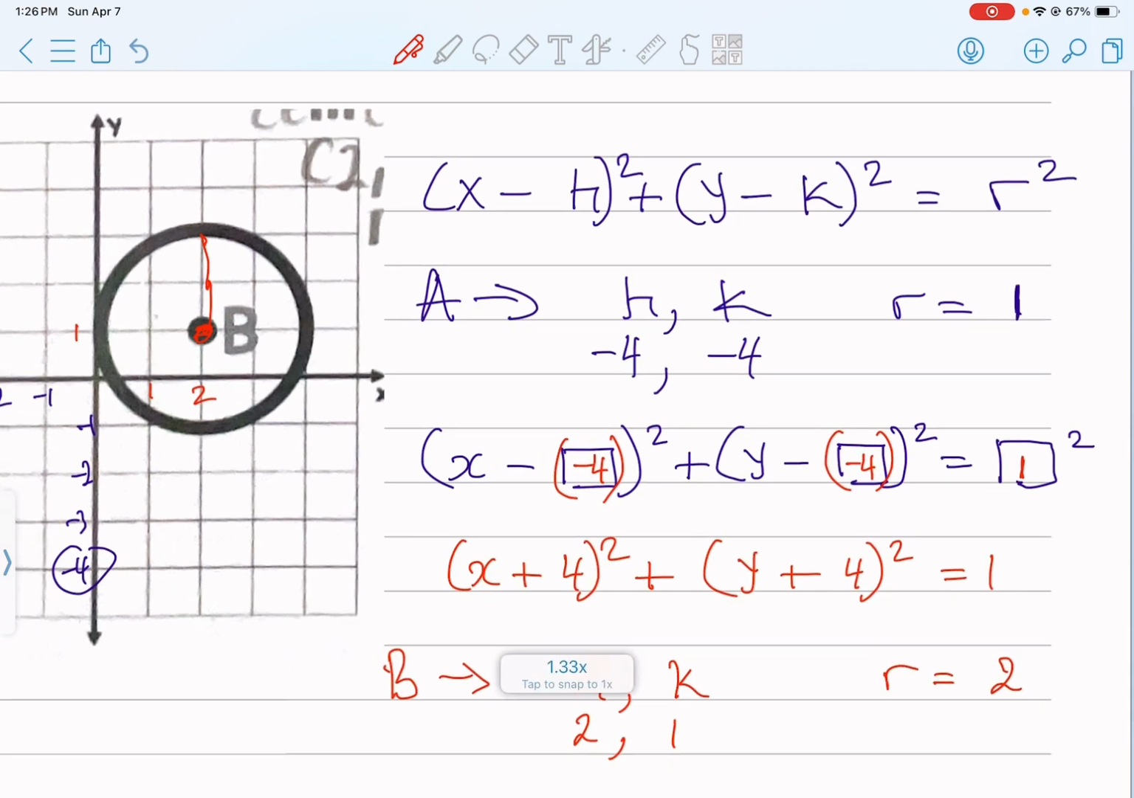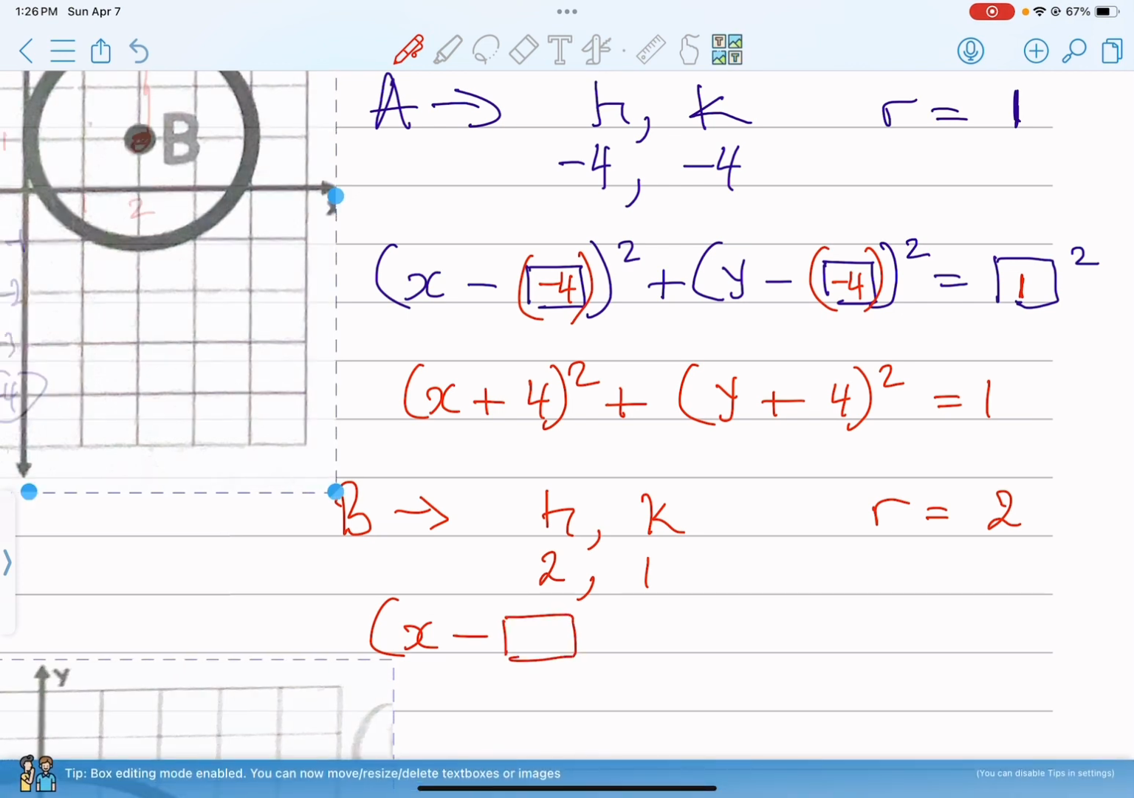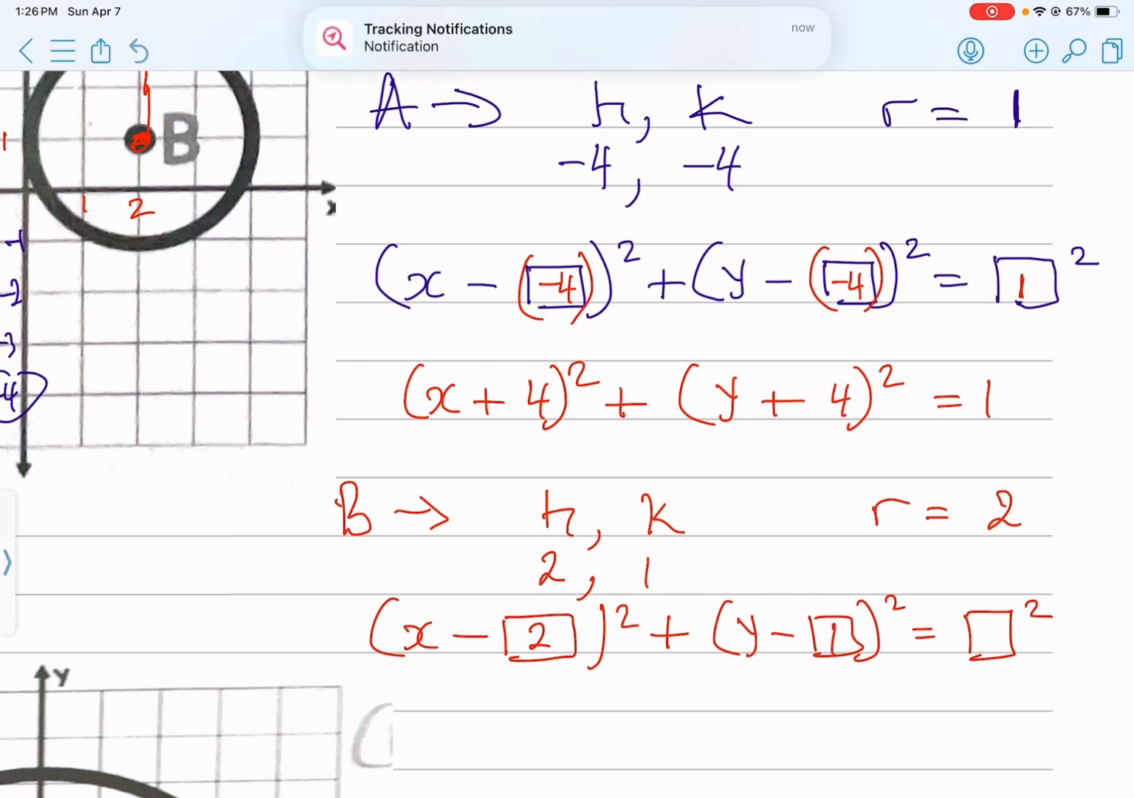Now let's go back to the templates. What is the cheat code? The cheat code is parentheses x minus box parentheses squared plus parentheses y minus box parentheses squared equals box squared. That's the cheat code. So now what goes in the first box? 2. The second box, 1. And the last box is 2, the radius.